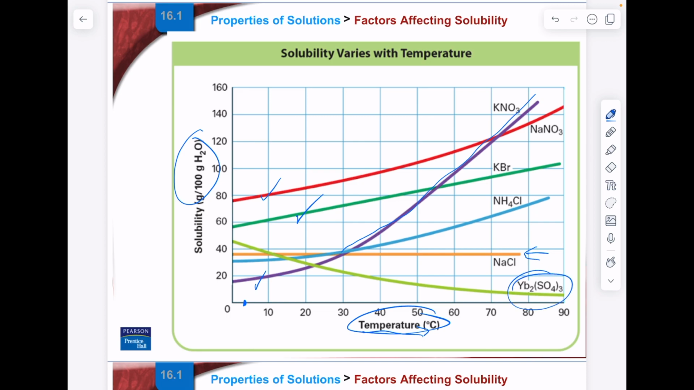And believe it or not, you've got some weird salts like ytterbium sulfate that the solubility actually decreases as the water gets warmer.